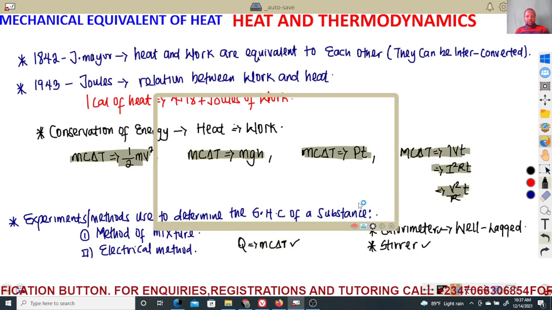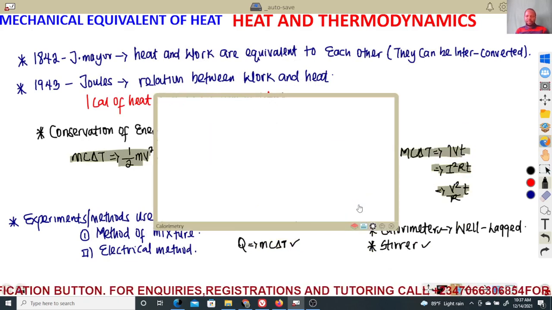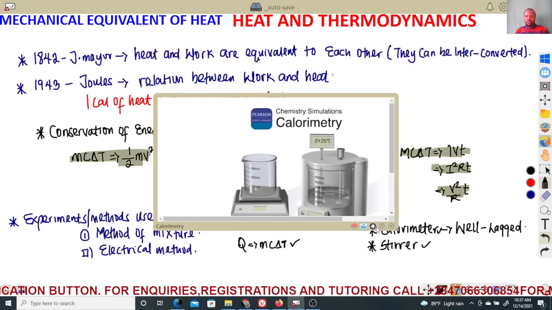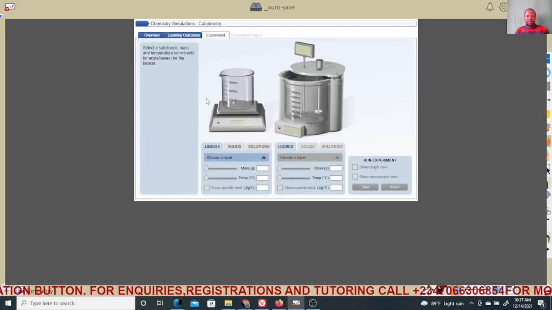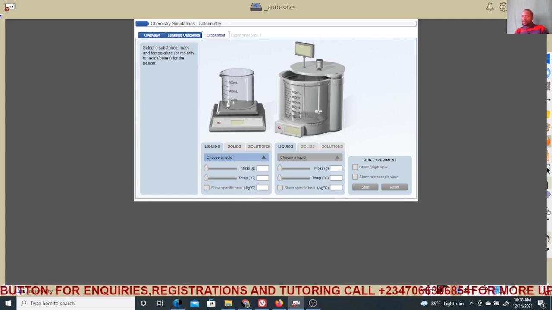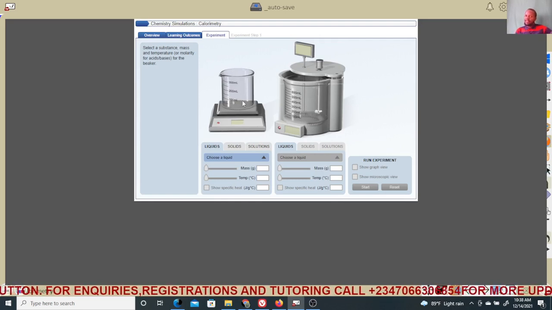So we are trying to show a simulation to explain the specific heat capacity of a substance. So let's quickly do a kind of experiment. I believe you guys can see. Now, from this experiment, this is a beaker with a thermometer you can see. And this is a calorimeter, which also has a stirrer. And this calorimeter is well lagged. What I want to do now is just to show you how the method of mixture is carried out in the laboratory.